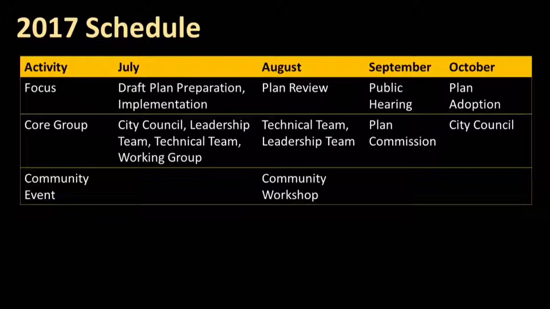In July, we begin the draft plan preparation and implementation piece. Again, that's another update for you. In August, we'll really get into a serious plan review so that we will have in September the Planning Commission hold a public hearing, and then in October the council adopt the plan. The consultant is scheduled to get us the plan by the end of August. Again, another community workshop shown there in August, as well as the public hearing.